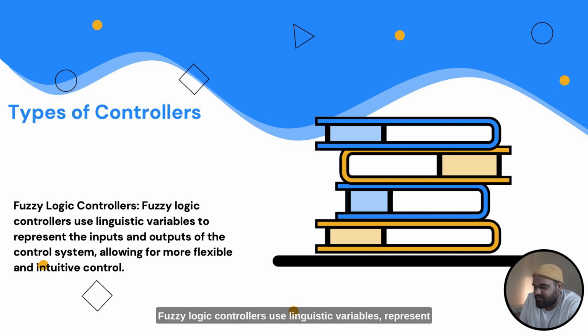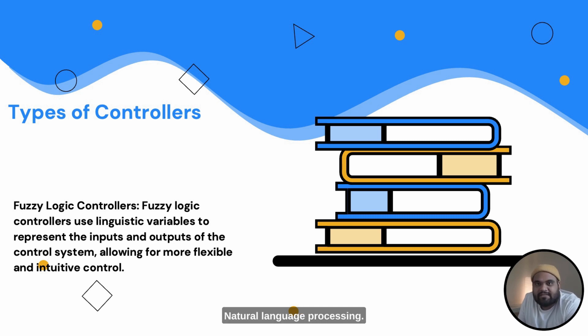Fuzzy logic controllers use linguistic variables to represent the inputs and the outputs of the control system, allowing more flexible and intuitive control. Now, fuzzy logic basically means that you are building a logic system which uses linguistic variables. Linguistic variables means next, forward, backward, all of these words. You might come across a fuzzy logic controller in robotics where you have NLP, natural language processing.